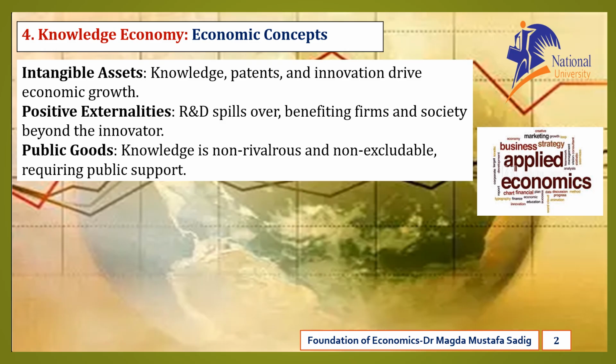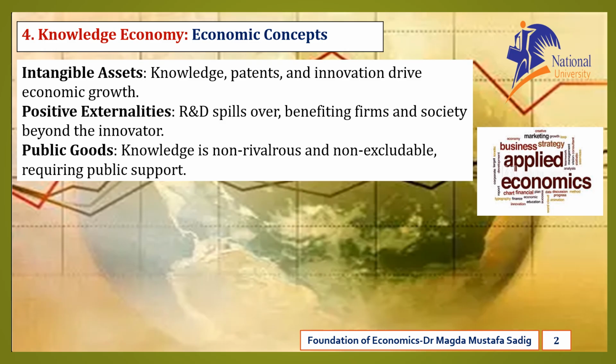For example, if a company invents a new battery, other companies might use that idea to make better products, and society benefits from cleaner energy. These benefits to others are called positive externalities because they are extra perks beyond what the original innovator gets.